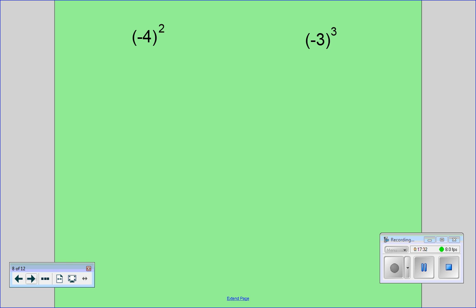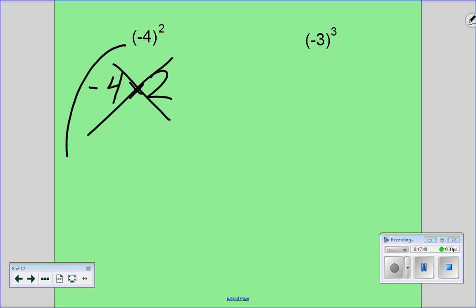Okay, it does not mean this. This is what it doesn't mean. That does not mean that. Okay, so that little number is called an exponent, and that tells me how many times I'm going to take that number times itself. So really, this looks like this. That's what it looks like. Does that make sense? Has everybody seen this before?